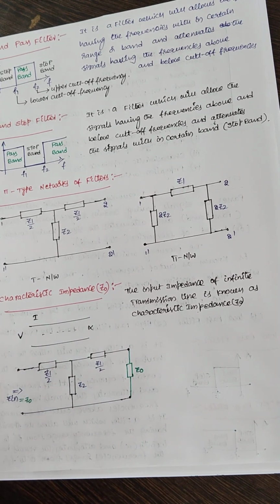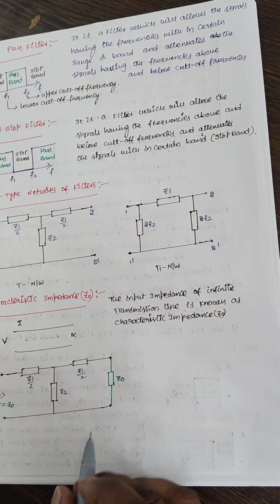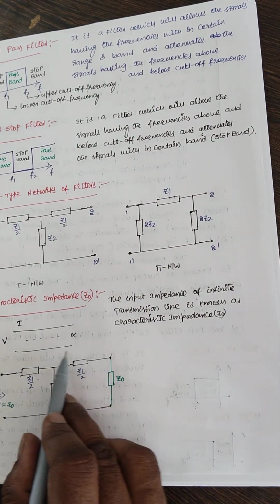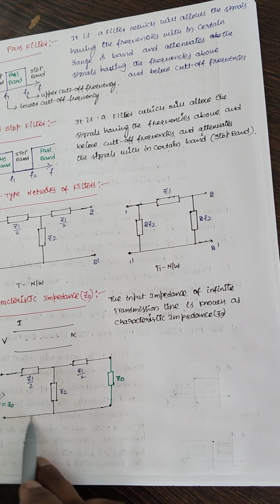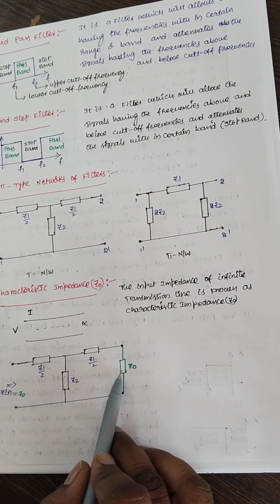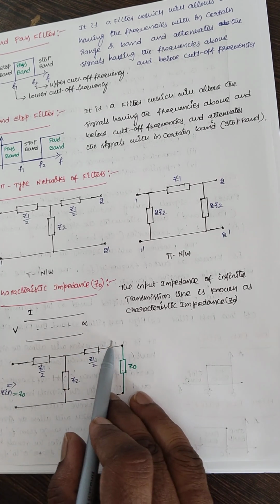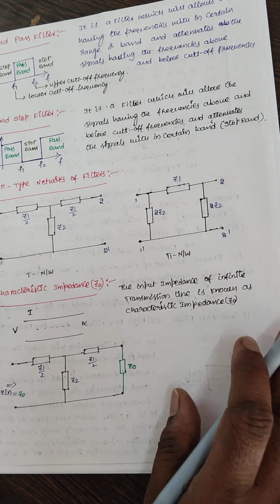Now if I find the equivalent impedance or input impedance of this transmission line, these two are connected in series. For this series connection, it is in parallel. For this parallel combination of these elements, it is connected in series.